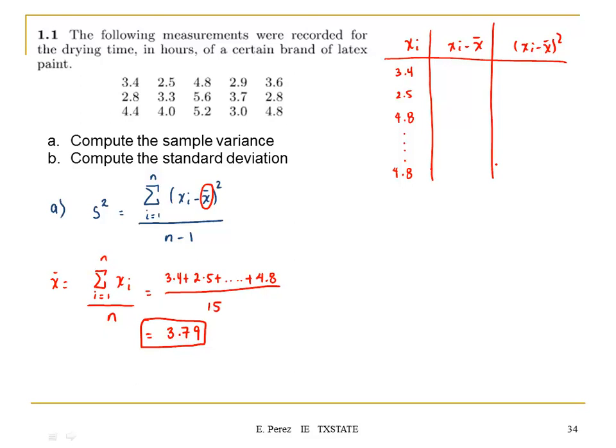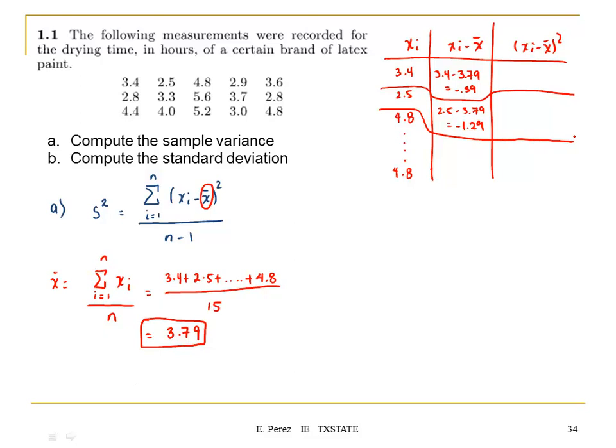So in this case, it's 3.4 minus 3.79. So I believe that is negative 0.39. And 2.5 minus 3.79, which is equal to minus 1.29. And so on. So you see what I'm doing, right?